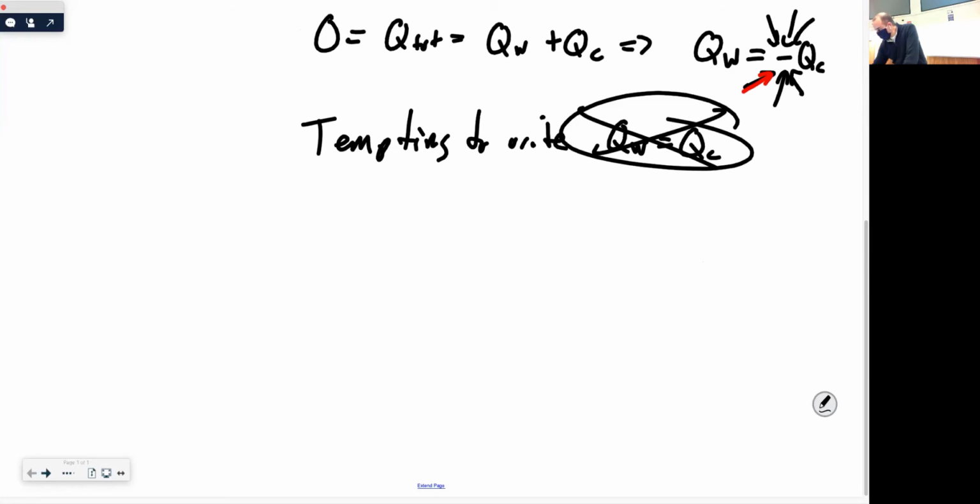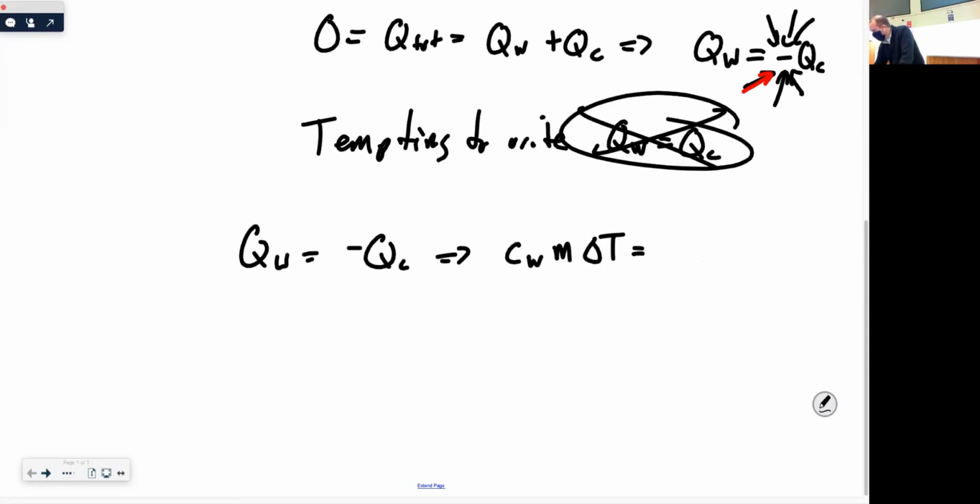So you can write this out. When you do this, you get Q_W equals negative Q_C. You can expand each one of them. You get C, the specific heat of water, times the mass of the water, times delta T, is equal to the negative of the specific heat of the container, times the mass of the container, times delta T. I should put W, because those are different M's. One of those is the mass of the water, one of those is the mass of the container.